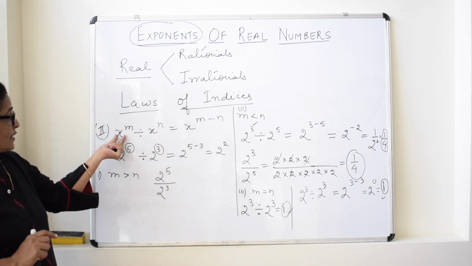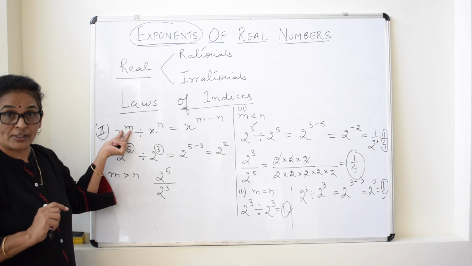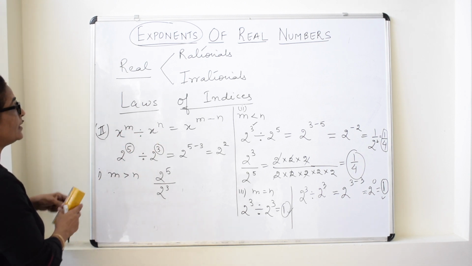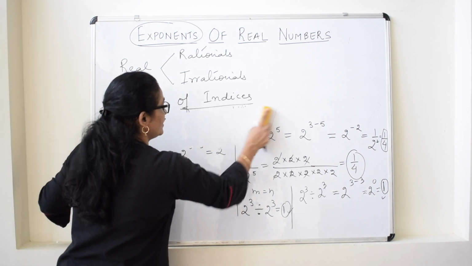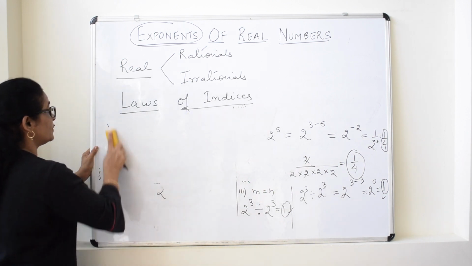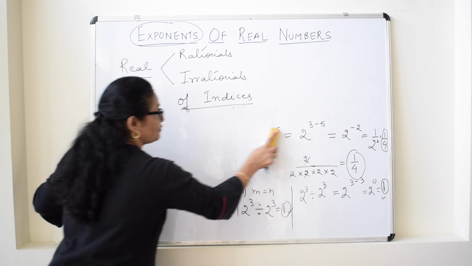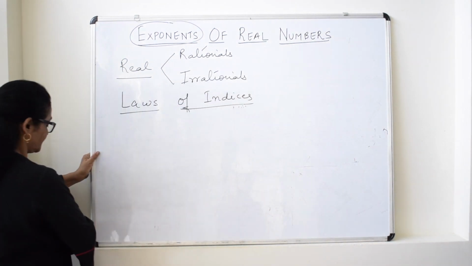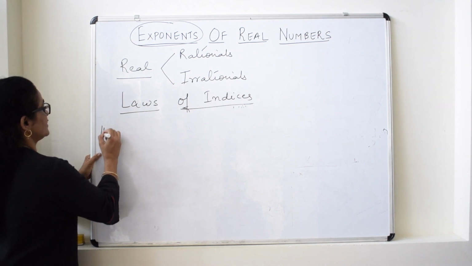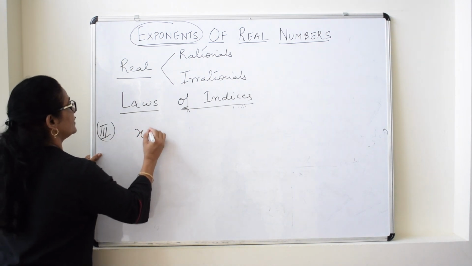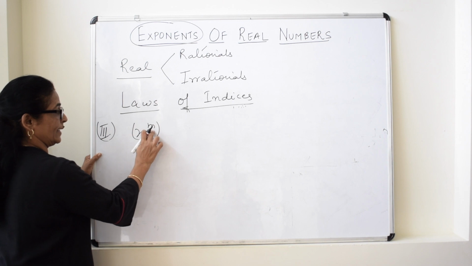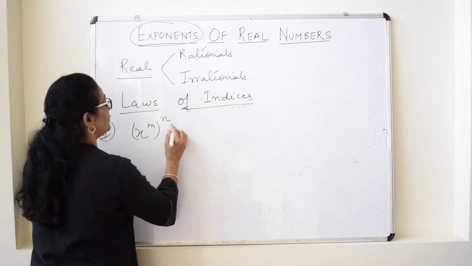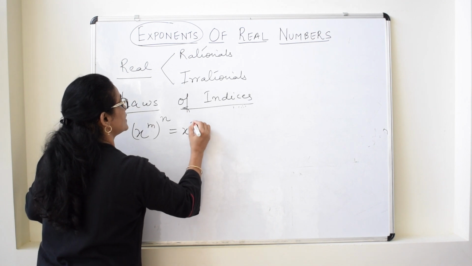This what we are discussing is for integral powers first, means we are taking m and n are integers. The third law is power to the power, means if there is a real number x and its power is m whole to the power of n, then the law says powers will be multiplied.